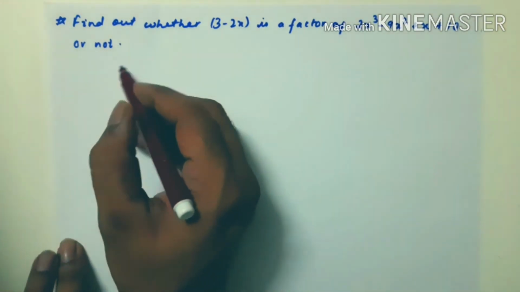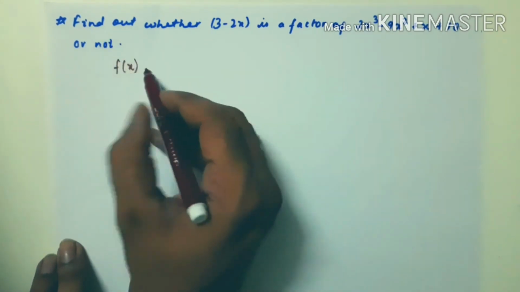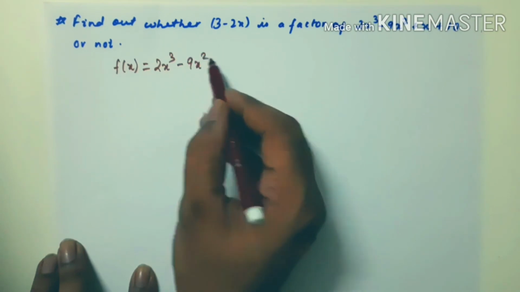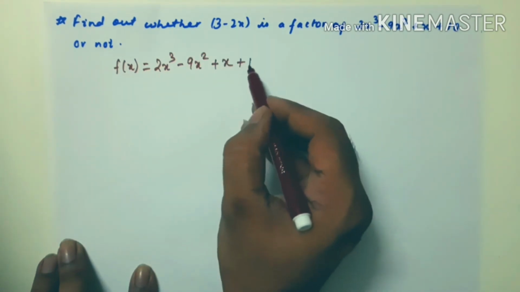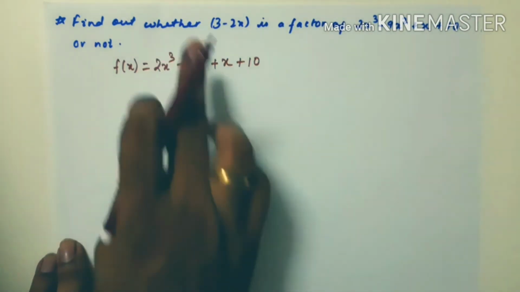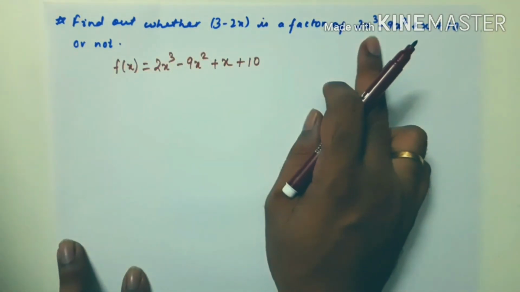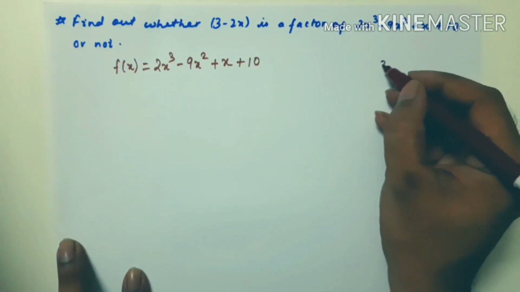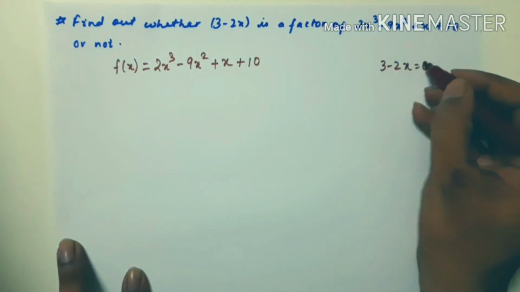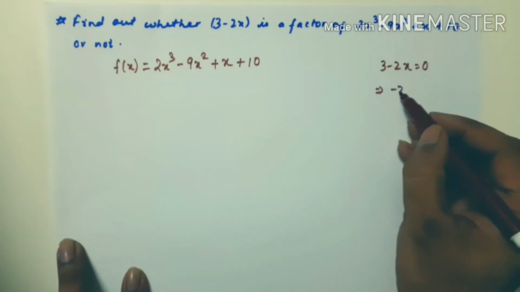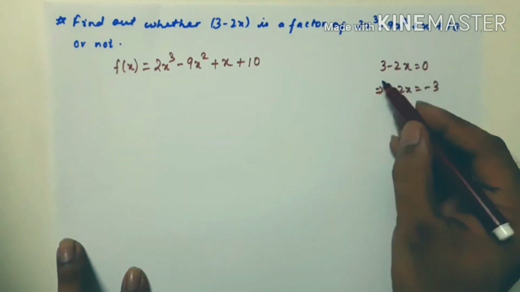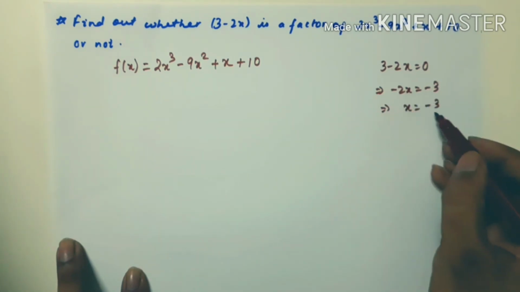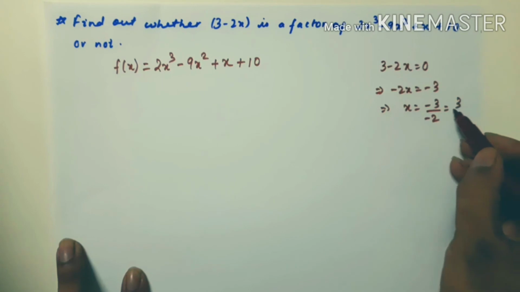For that, let us take f of x here. So f of x equals 2x cubed minus 9x squared plus x plus 10. And we will find the remainder whenever this f of x is divided by 3 minus 2x. For that, what we will do? First we will take 3 minus 2x as 0. So that becomes minus 2x equals minus 3. 3 will be shifted and it becomes x equals minus 3, minus 2 is multiplied, becomes divided. So we get 3 by 2.